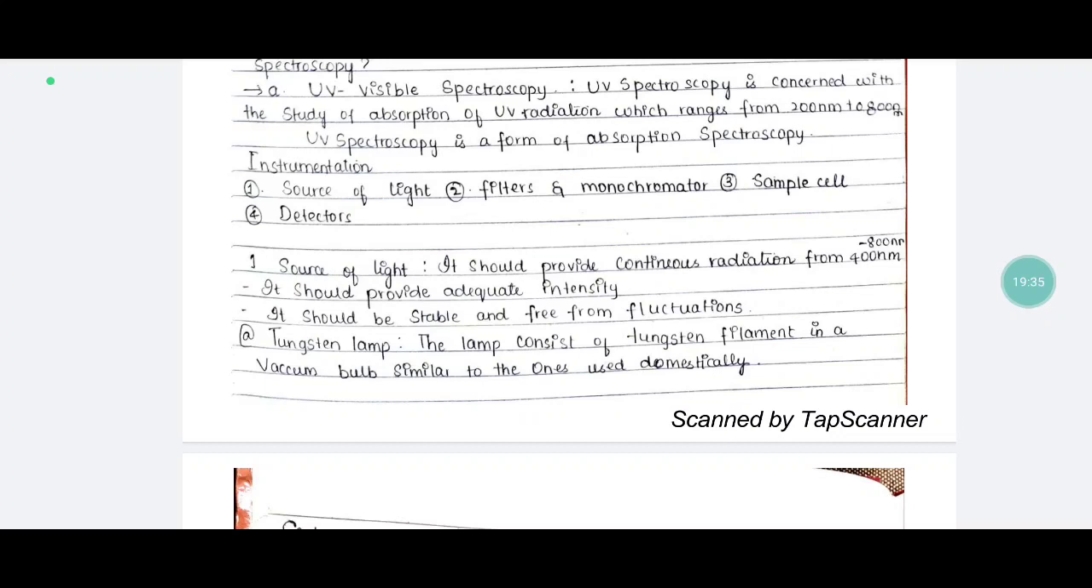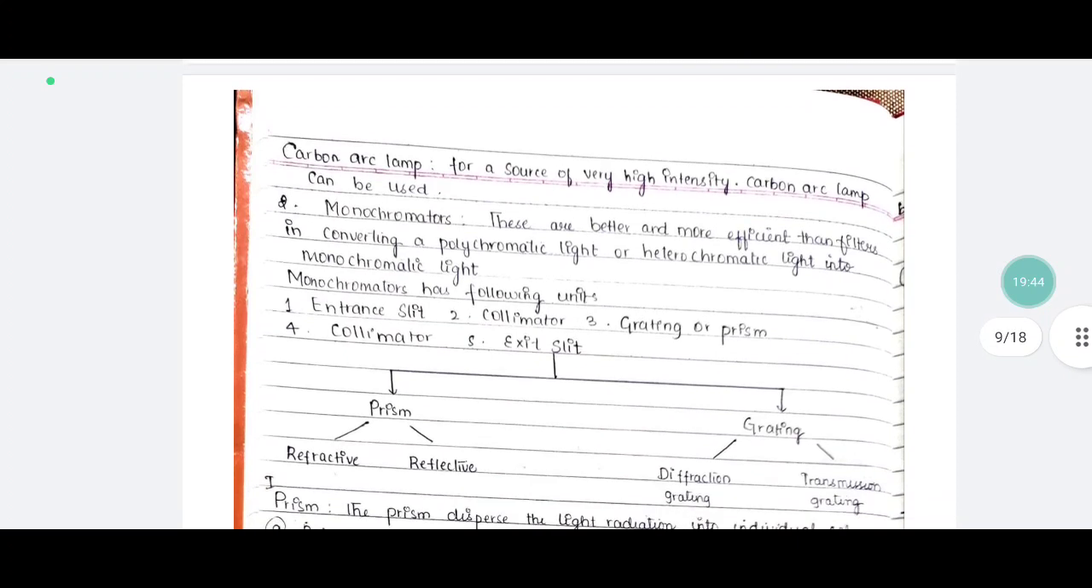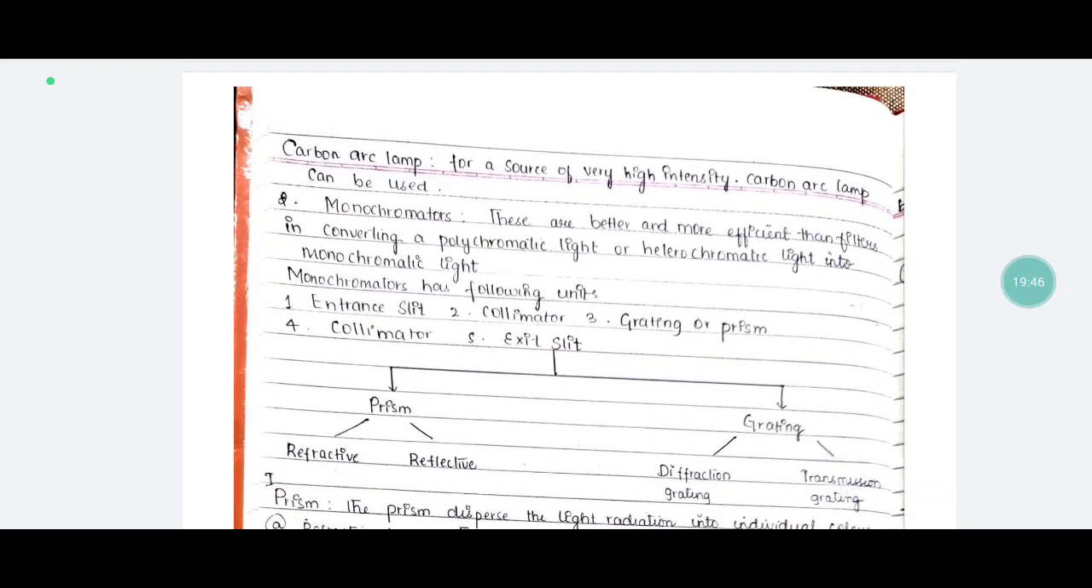The tungsten lamp will be used. The lamp consists of a tungsten filament in a vacuum bulb, similar to the one which is used domestically. For a source of very high intensity, a carbon arc lamp can be used, whereas monochromators have the following units: entrance slit, collimator, grating or prism, and lastly collimator, and exit slit.